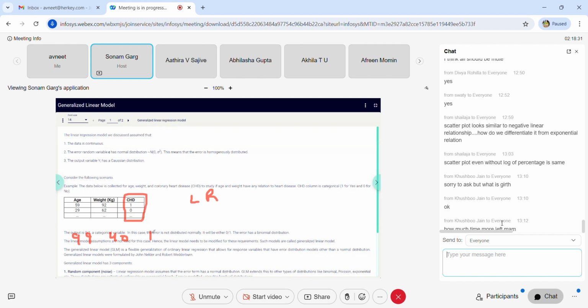Your error will be, if your y is 1, y hat is 0, or it is 0 and it is 1. So this will be static. Only two values will come. Either the error will be 1 or the error will be 0, isn't it? There are only two possible values. But the assumptions of your linear regression say that your errors should be uniformly distributed, normally distributed, which is not the case in this.